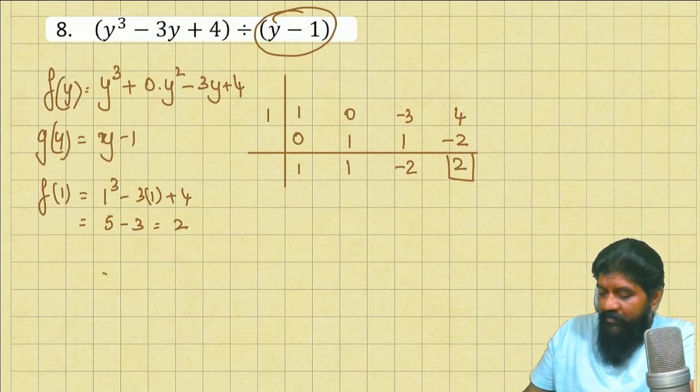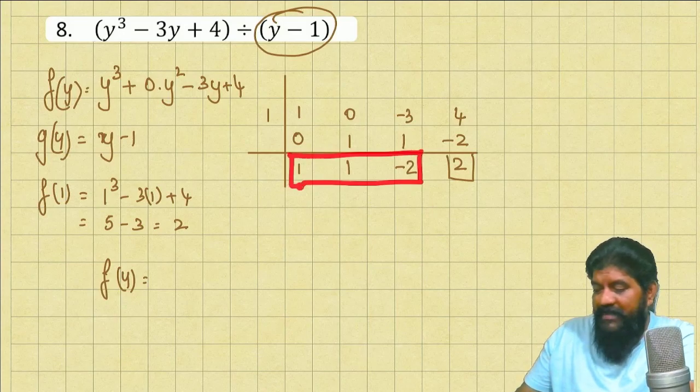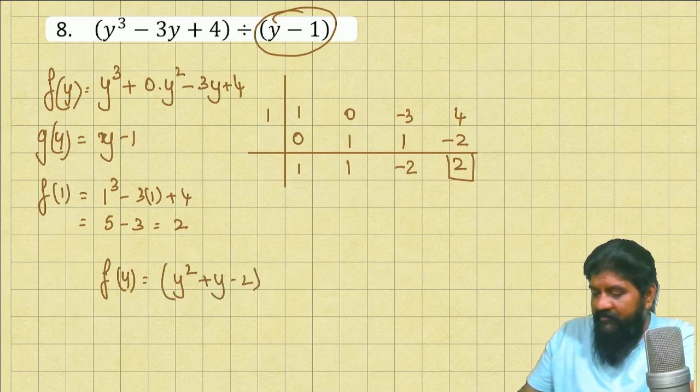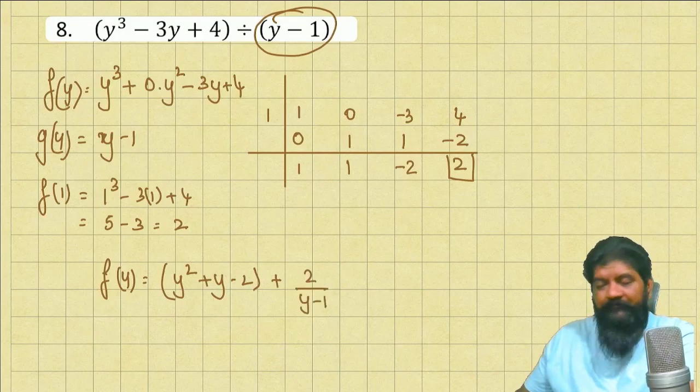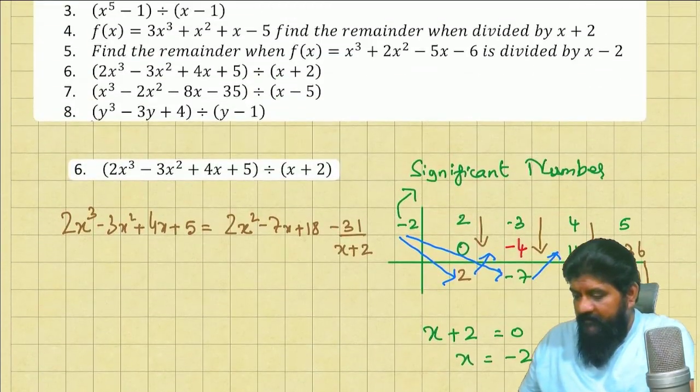And therefore, f of y can now be written as, it's a cubic equation, and therefore the coefficients of the quadratic equation will be that, which means y squared plus y minus 2 is what I will write here, plus 2 divided by y minus 1. Perfect. Let's move on.